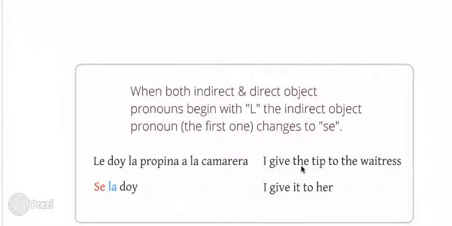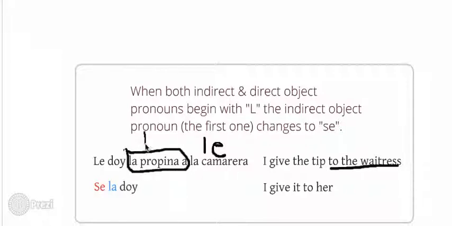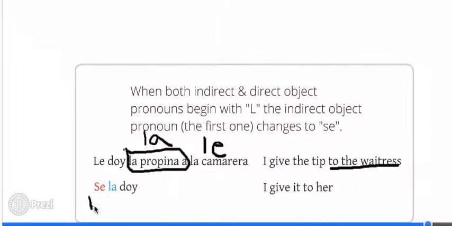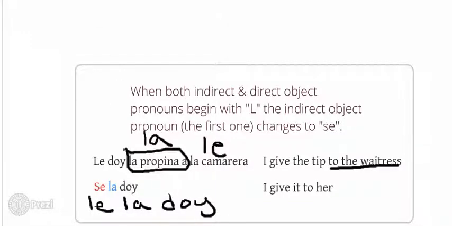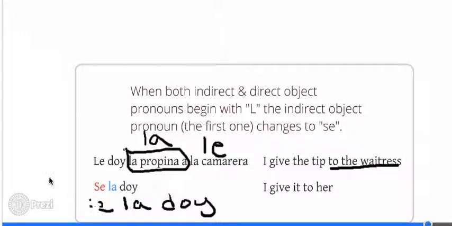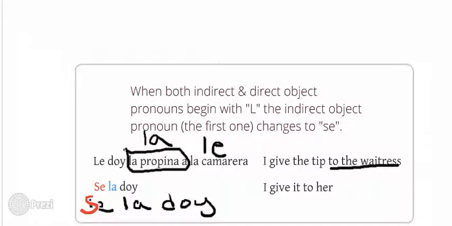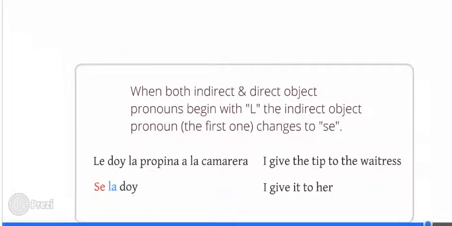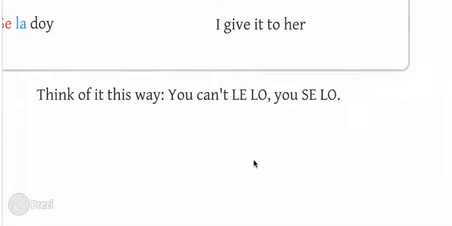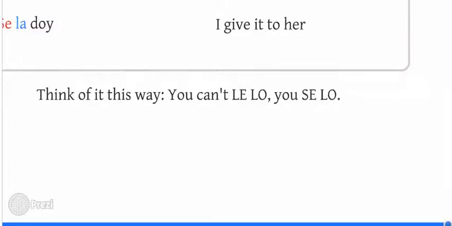Remember, people before things, so to who? To the waitress, okay? Le. Give what? The tip. La. So we would normally think, okay, le is an indirect object pronoun, la is a direct object pronoun, doy. But we don't do it that way. We have to change that le to a se. Se la doy. Okay? You can think of it as, you can't "lay low," but you can "say low." I don't know, just a little something I was taught while I was in high school.